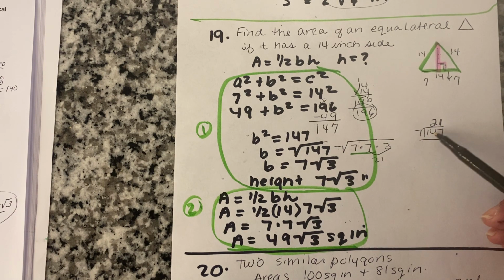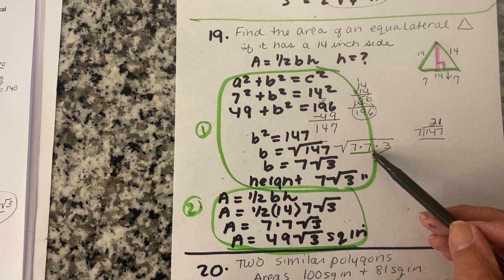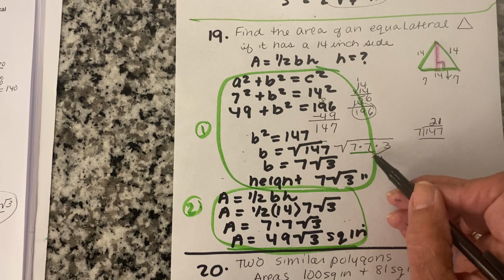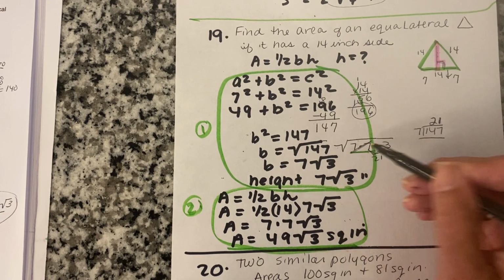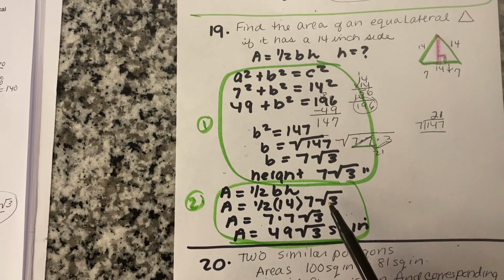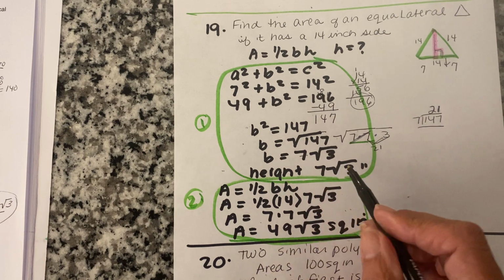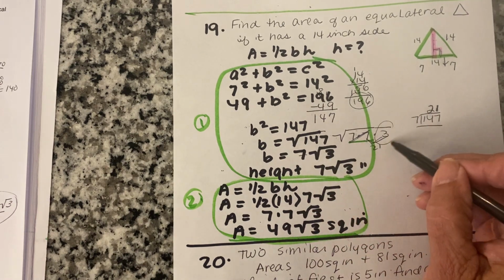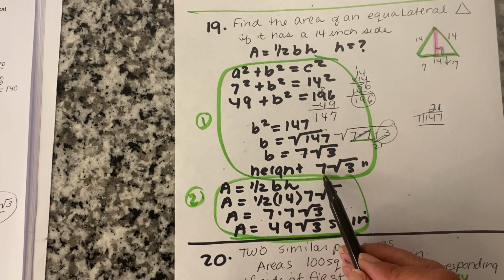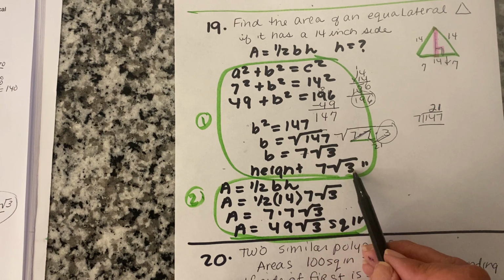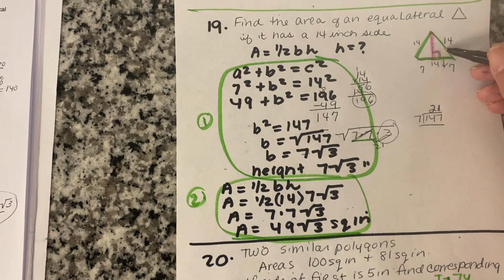So 7 times 21 is 7 times 7 times 3, right? Here's 21. And so now I know I could get rid of these 7s. So getting rid of the 7s, I have b equals 7 times the square root of 3, because there's still a square root of 3 left there, right? So basically the height now is going to be 7 times the square root of 3. Okay, now we have the height, right?